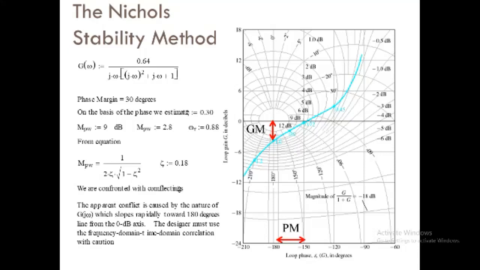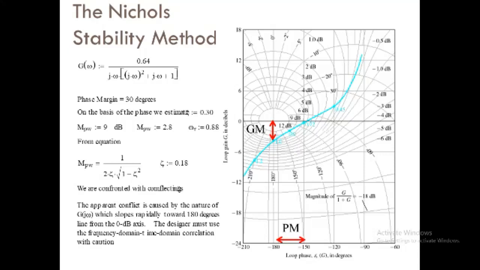What is cutoff frequency? It is indicated by omega c. The frequency omega c at which the magnitude of the closed loop response is 3 dB below its zero frequency value is called the cutoff frequency.